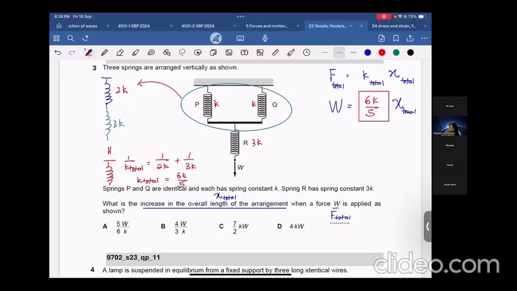What is your total extension? Okay, I move 6K over 5 to the other side, so it will become 5W over 6K. The answer will be A. Is that clear, dear? Is that clear? No response? Thank you, Wesley.